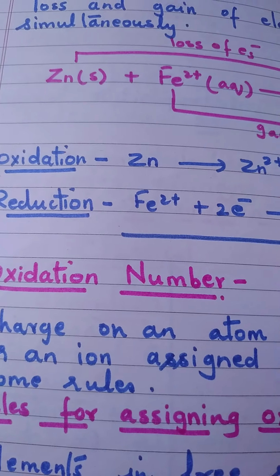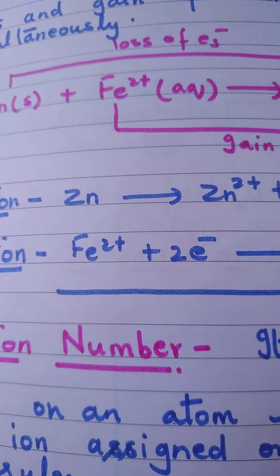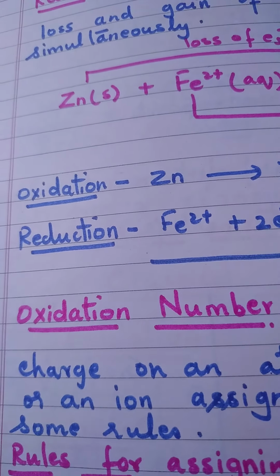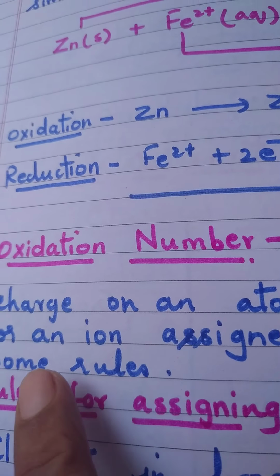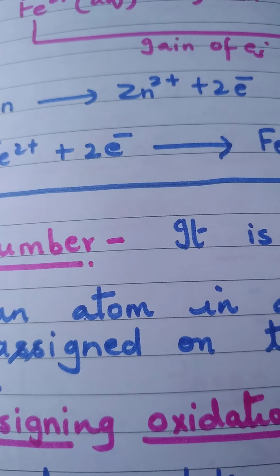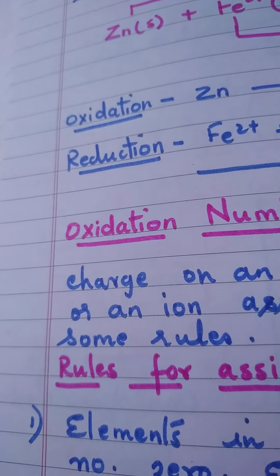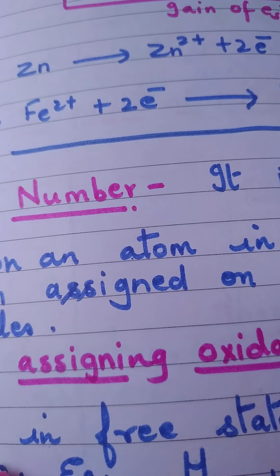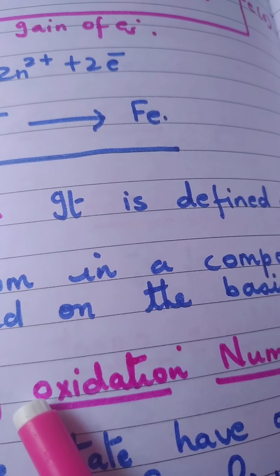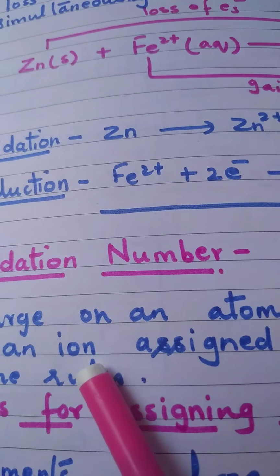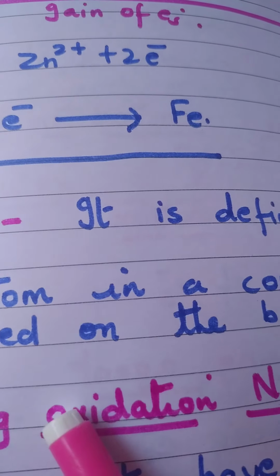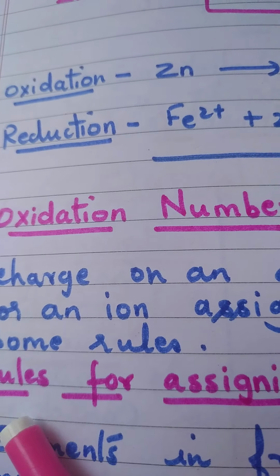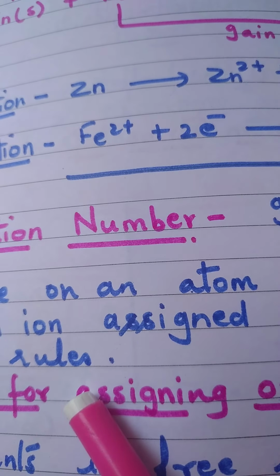Let us today start with a new concept, oxidation number, which you have not done in previous classes. What is oxidation number? It is defined as the charge on an atom in a compound or ion, assigned on the basis of some rules. Now this part is very important.